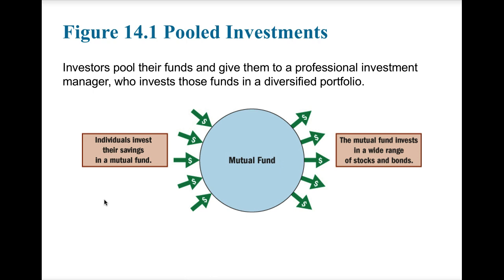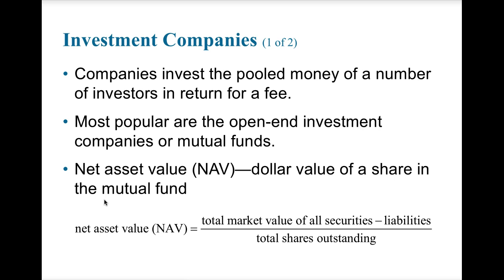But if the mutual fund company wants to control the size of the mutual fund to make it a little bit more nimble, a little bit more flexible, they may cut off new investors for the fund at a certain point, and maybe even open up a second iteration of the fund for new money. Okay, so companies invest the pooled money from a number of investors, and they do this for a fee, of course.